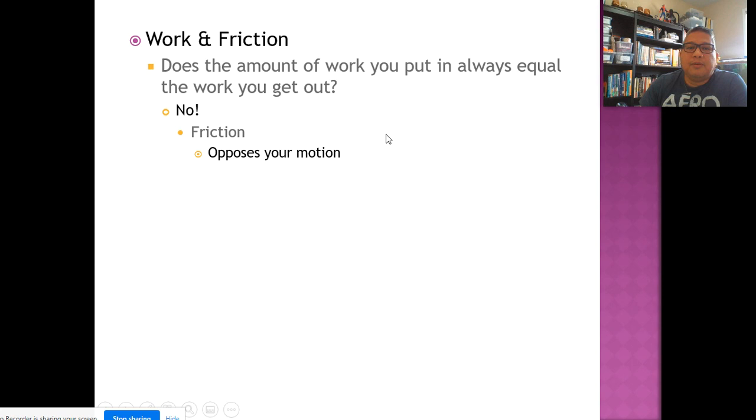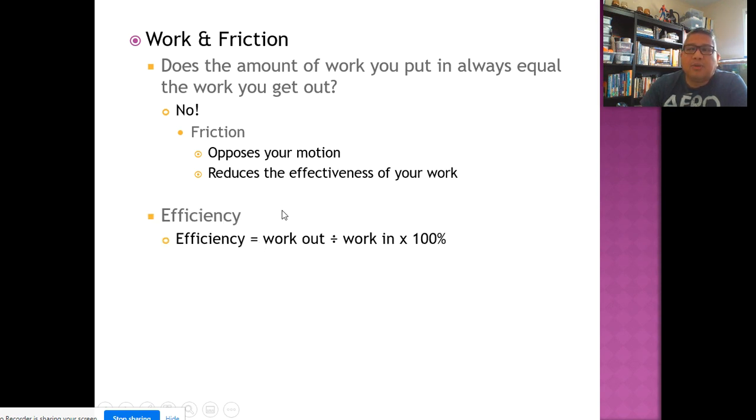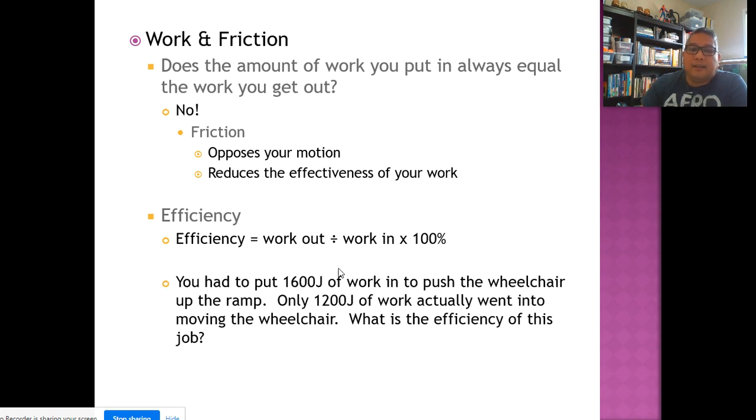Okay, so because of friction, you will not always get the output that you want compared to the amount of work in. Friction opposes your motion and reduces the effectiveness of your work. So, efficiency. How do we know if a machine is efficient? Well, we need to look at the amount of work put in and the amount of work that you're getting.